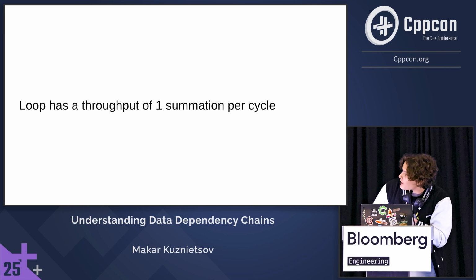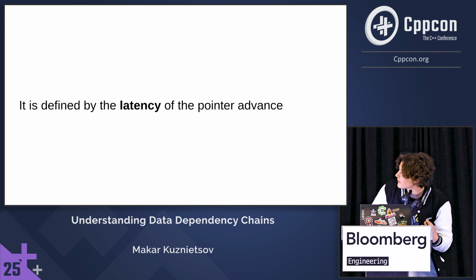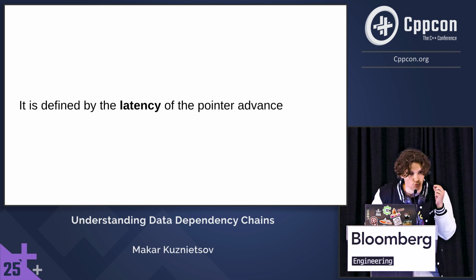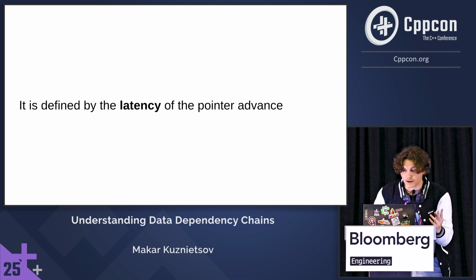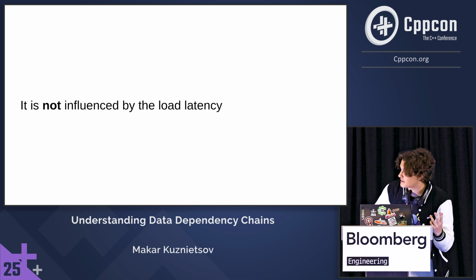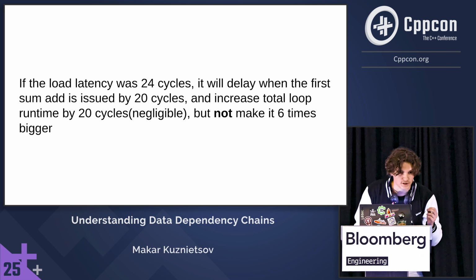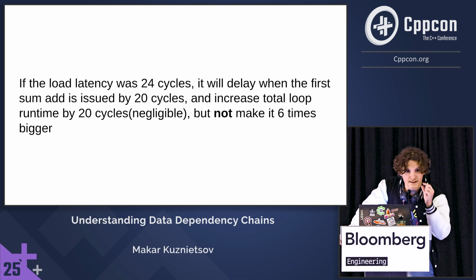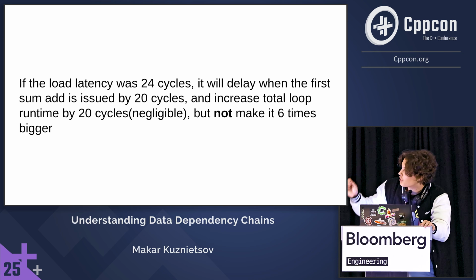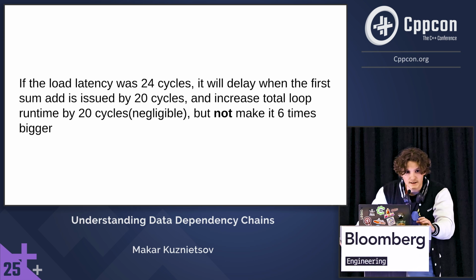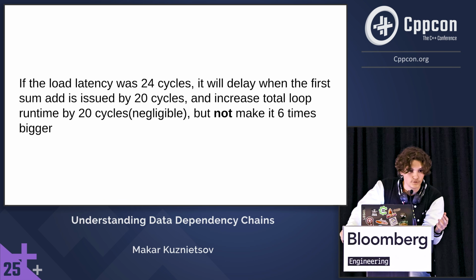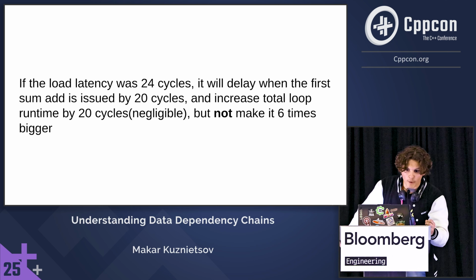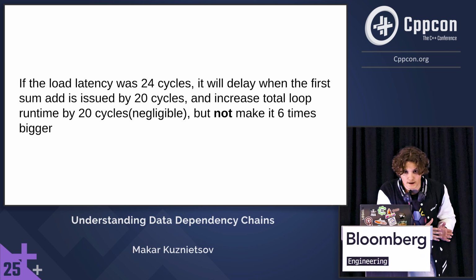So in this case, the loop has a throughput of 1 summation per cycle. It is defined by the latency of the pointer advance, because we can only advance by one per each cycle. It is not influenced by load latency. What I mean is, if the load latency was 24 cycles instead of 4 cycles, it will just delay when the first load finishes and the first summation is issued by 20 cycles, but it will not be 6 times bigger, which might be the first intuitive guess. So actually, in this case, optimizing for load latency wouldn't make sense.